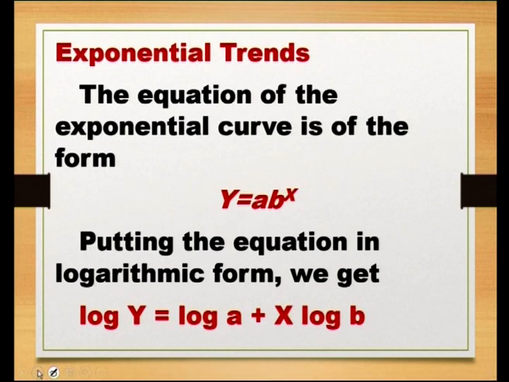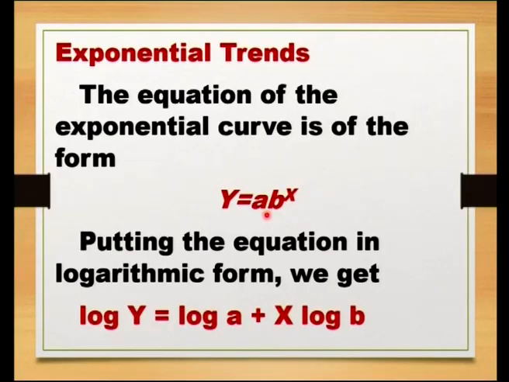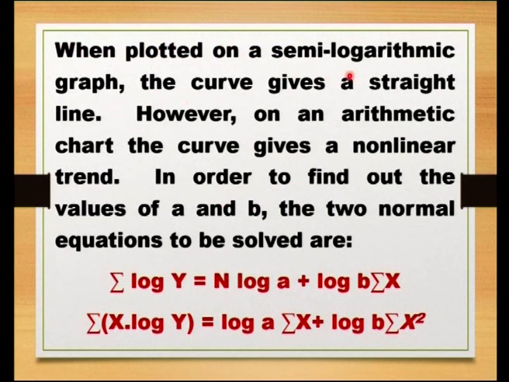Next, exponential trend. The equation of the exponential curve is of the form y is equal to a into b power x. Putting the equation in logarithmic form, we get the trend-like equation, that is log y is equal to log a, all are natural logarithms to the base e, plus x into log b. When plotted on a semi-logarithmic graph, the curve gives a straight line. However, on an arithmetic chart, the curve gives a non-linear trend.